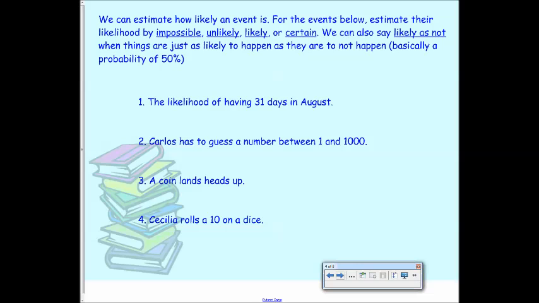Okay. All right, so we can use these words, impossible, unlikely, likely, or certain, to estimate how likely an event is. And then again, likely as not is when things are halfway. So you can also just say 50%, that's fine. So what is the likelihood of having 31 days in August?